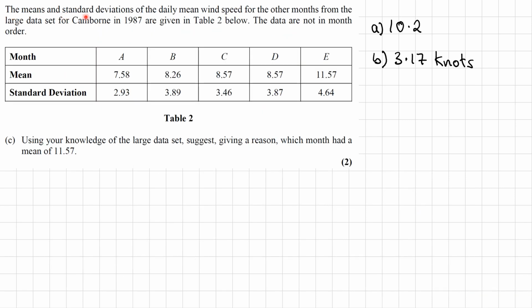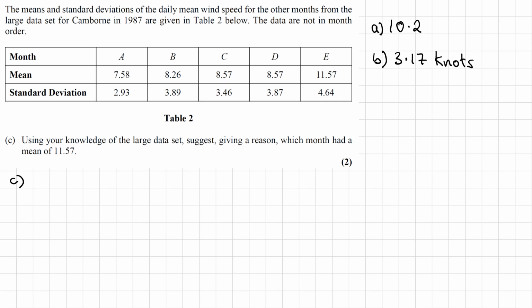The means and standard deviations of the daily mean wind speed for the other months from the large data set for Camborne in 1987 are given in table 2 below. So given in this table here. The data are not in month order. Part C, using your knowledge of the large data set, suggest, giving a reason, which month had a mean of 11.57. So that is this month here.